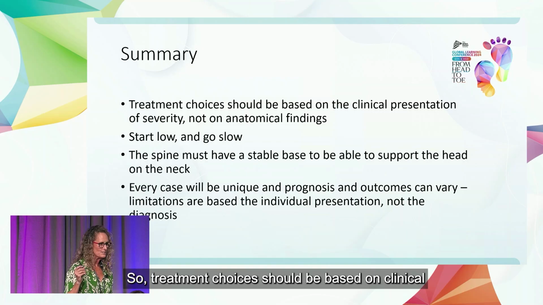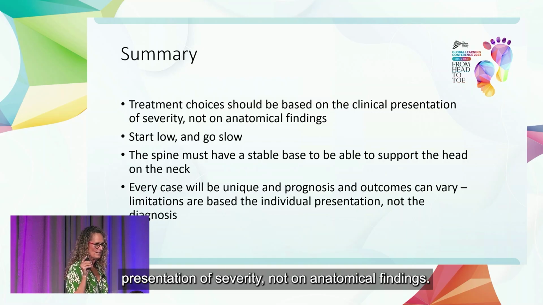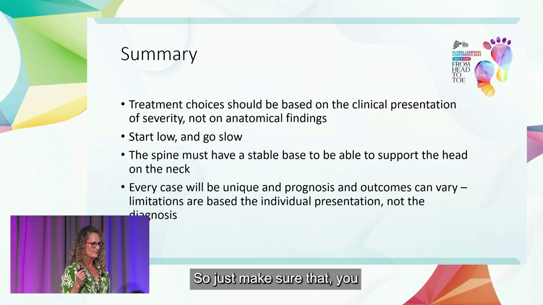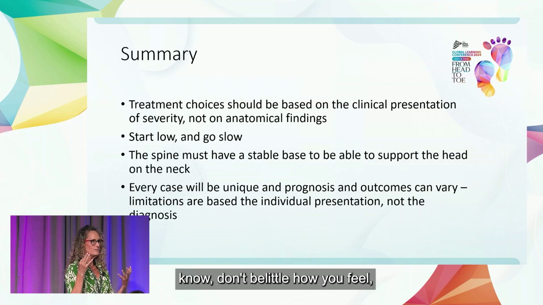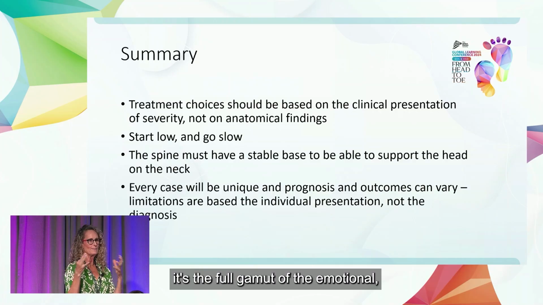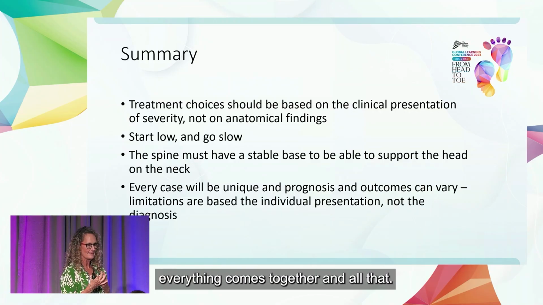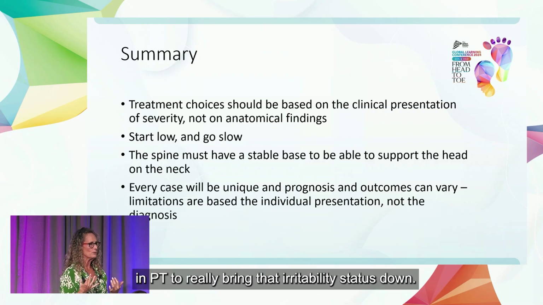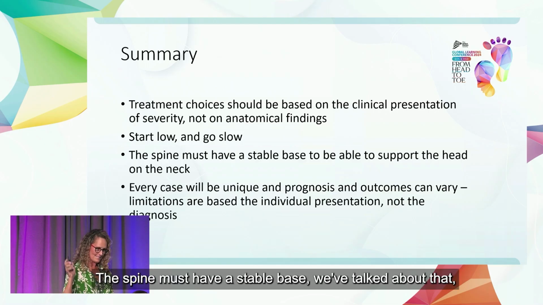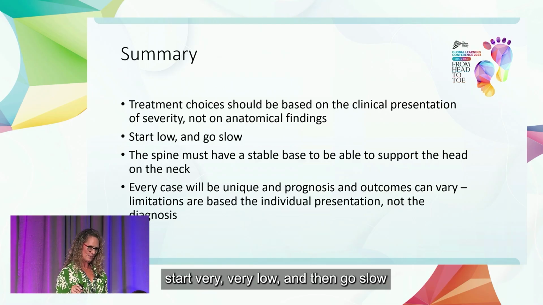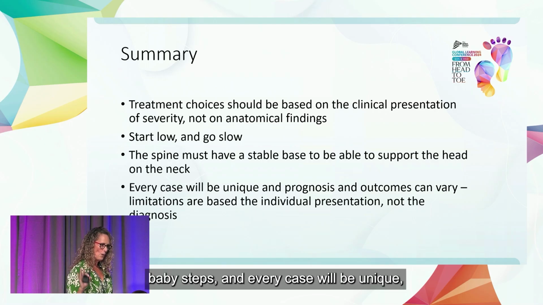Summary: treatment choices should be based on clinical presentation of severity, not on anatomical findings. So just make sure that you listen to your patient, okay? Or if you're the patient, don't belittle how you feel. How you feel is the full gamut of the emotional, the mental, the physical, everything comes together. And there's a lot of things that we can do in PT to really bring that irritability status down. The spine must have a stable base. We've talked about that. Start very, very low and then go slow, baby steps.